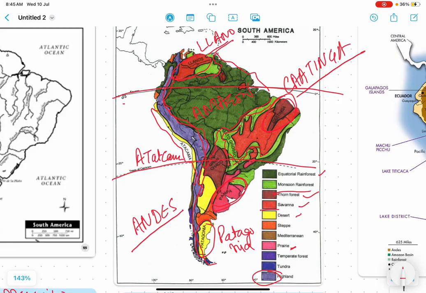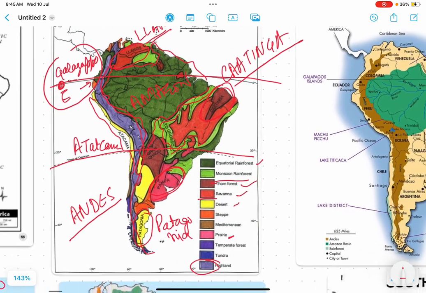So equator passes through Ecuador, right. And these islands called Galapagos Island. So these two important places where equator passes through, right. You can see then there is Brazil as well. So let's see the next map.